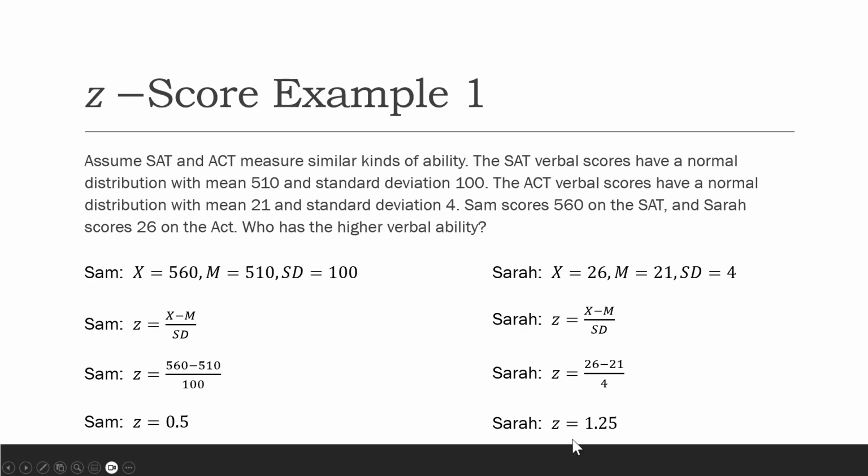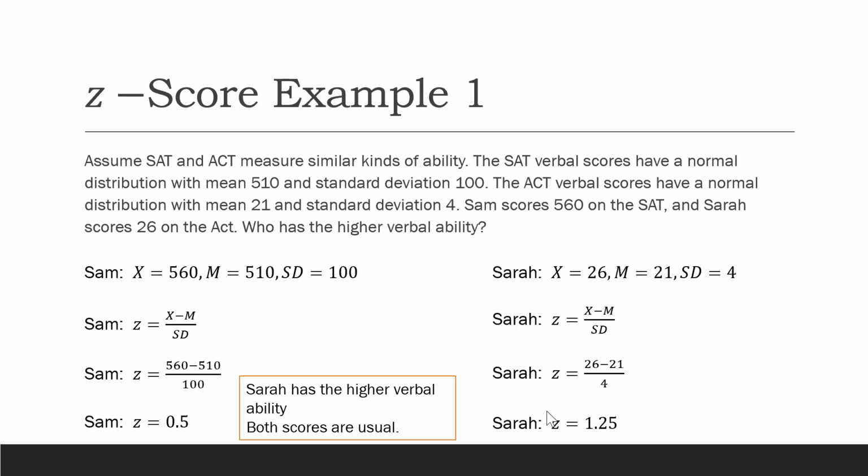All right, so Sarah's score is 1.25 units above the mean, while Sam's score is 0.5 units above the mean. Both are positive, but Sarah is way more above the mean compared to Sam. That means Sarah's score, her verbal ability, is higher than Sam's. Now, we also talked about what values are usual and unusual. Any value between -2 and 2 is going to be considered usual, so they both have scores that are usual.